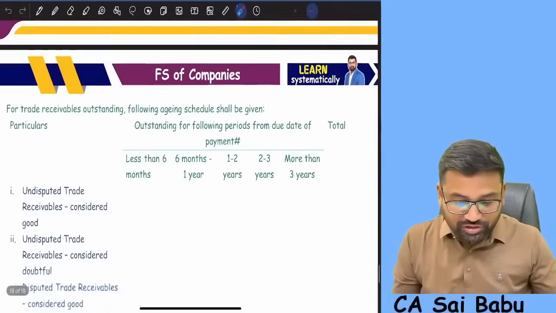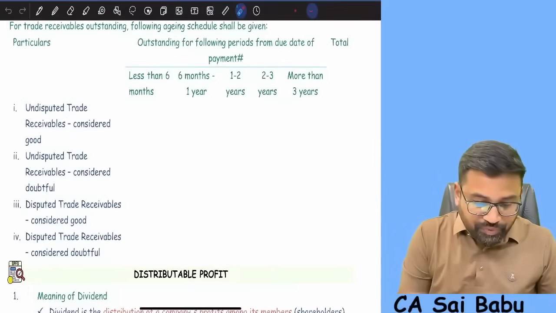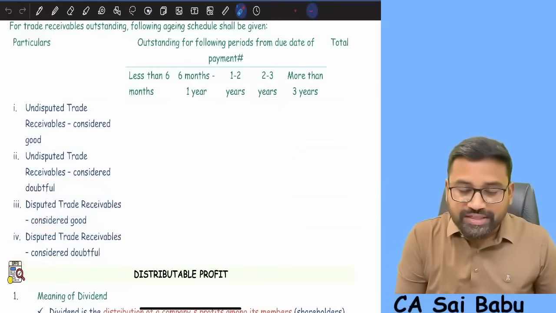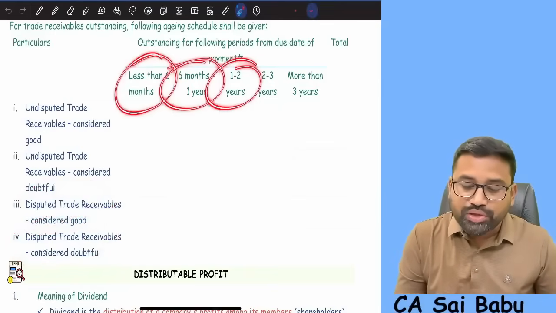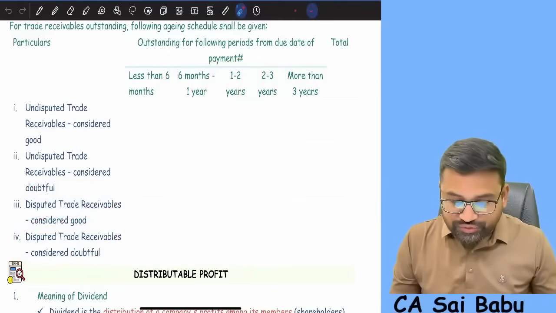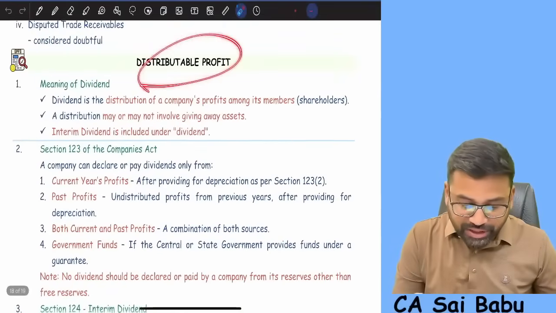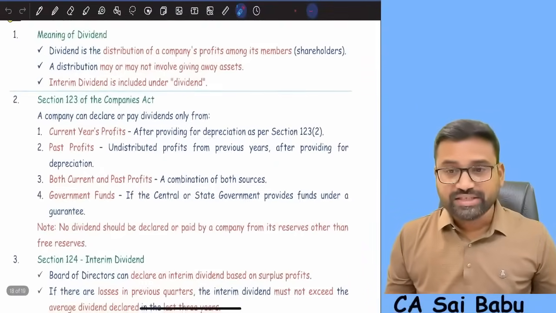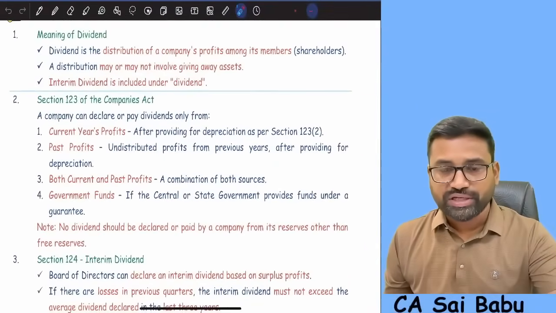These things you see, debtors aging schedule and all. When you are preparing the debtors aging schedule, you remember this: undisputed, considered good; undisputed, considered doubtful; disputed, considered good; disputed, doubtful. And this period: less than 6 months, 6 to 1, 1 to 2, 2 to 3, more than 3. So this one you need to remember. And whenever a company gives any dividend from past profits, what are the rules we need to follow? I told you. That's it. These are the financial statements of a company, important points.